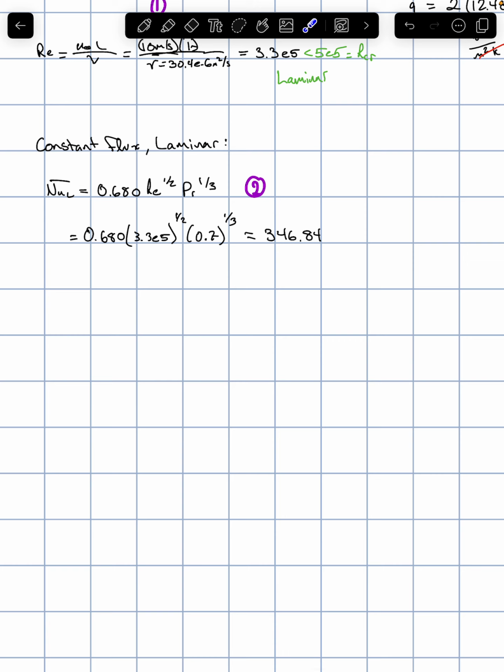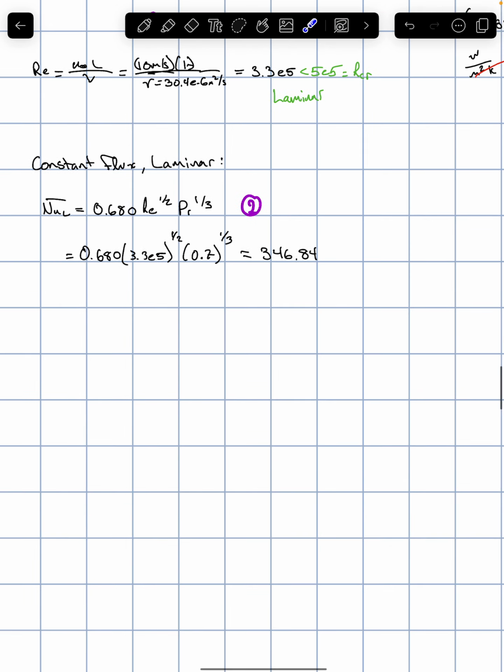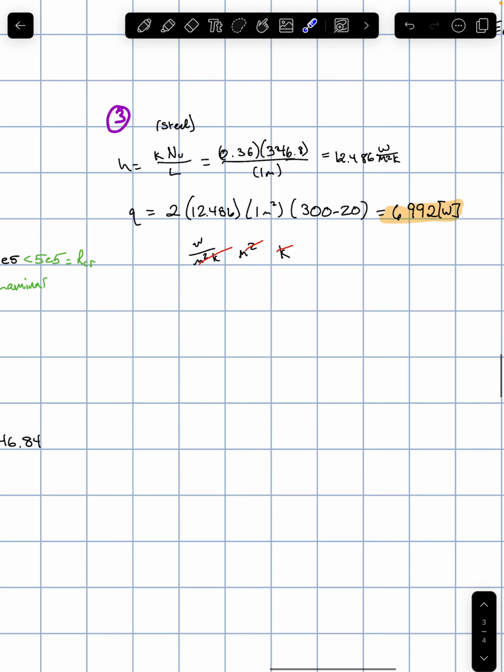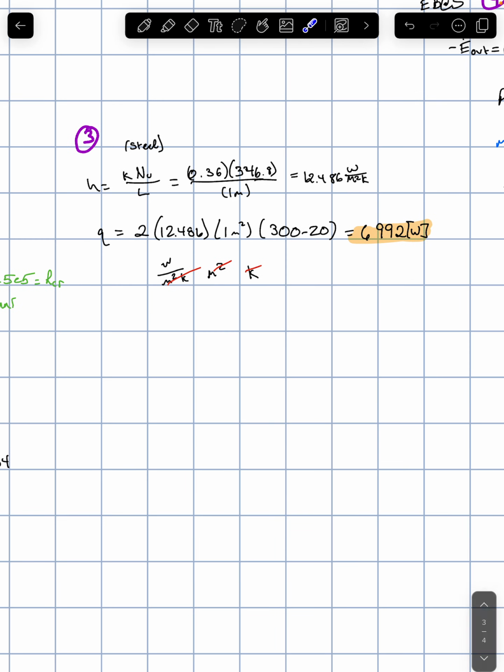So now that we know it's laminar, we can say constant flux and laminar, we can go ahead and use this equation for Nusselt number here. So plugging in the Reynolds number, the Prandtl number, I believe, which is given from a table, and then just some of the constants, we can get this number here, 346, which we can go ahead and use up here to find our convection coefficient. So plugging in the k for air, our Nusselt number we found, and the length, we can go ahead and get 12.486 watts per meter squared Kelvin.